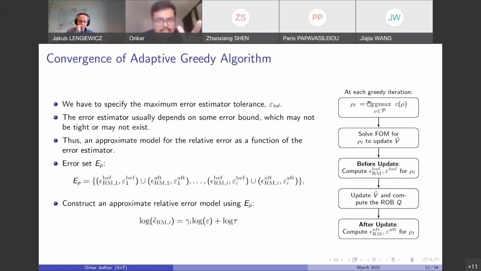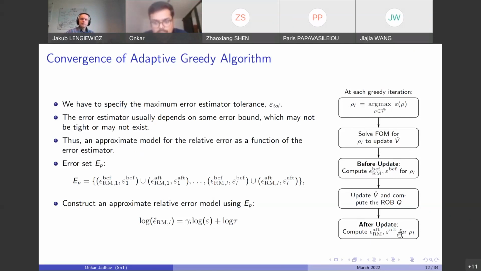At each greedy iteration, we are already selecting an optimal parameter, and we are solving a full order model for it in order to update our snapshot matrix. So, before updating, we compute a relative error between the full order model and the current reduced order model, and the corresponding error estimator value.